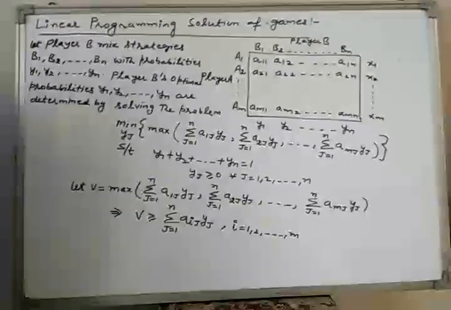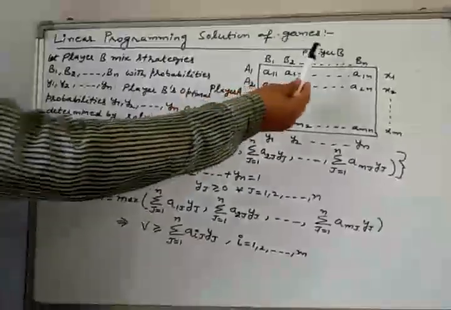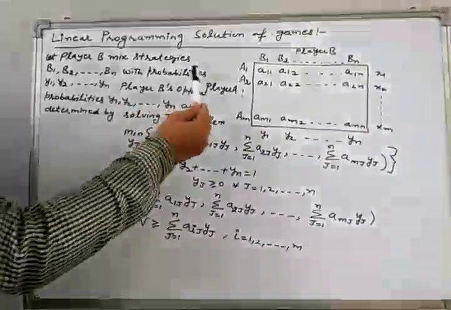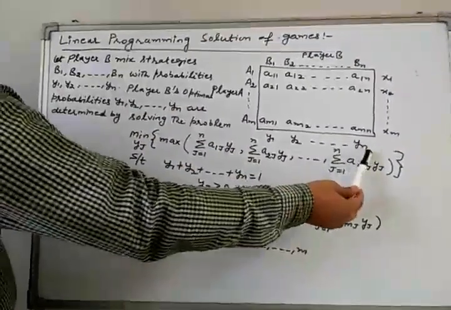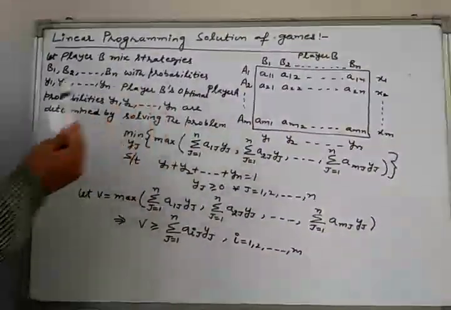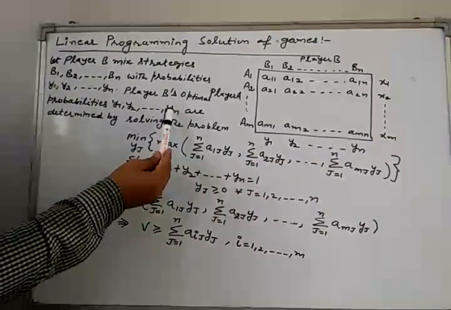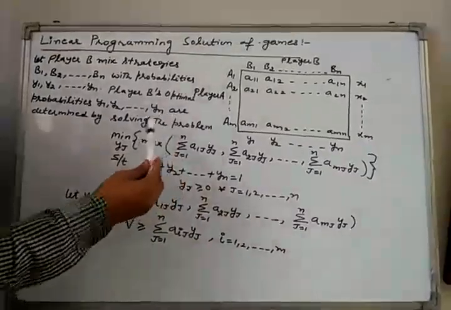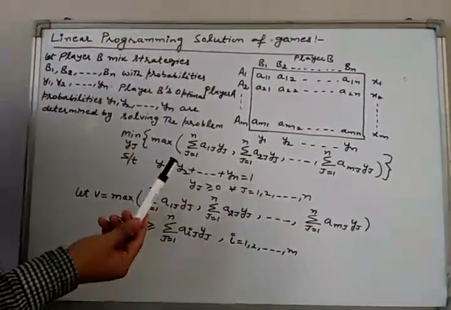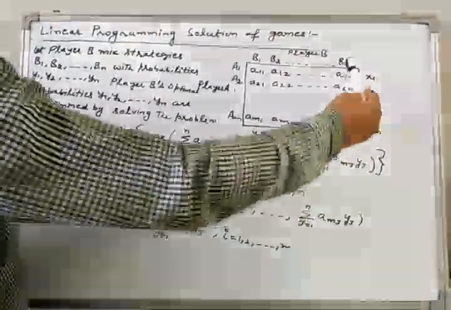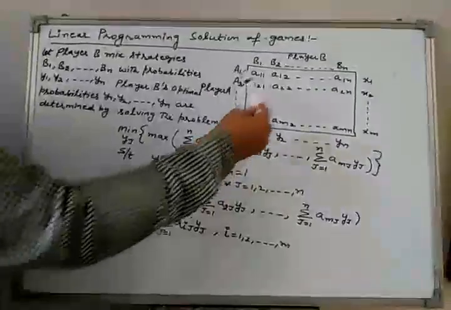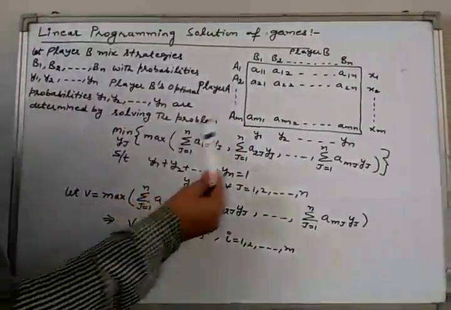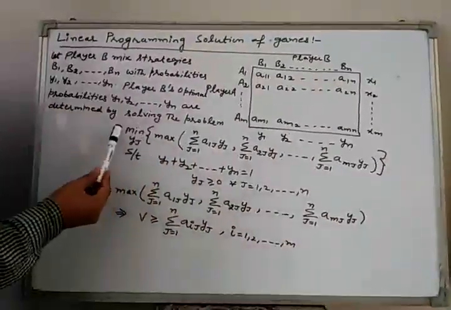Now, let us consider that player B mixes strategies B1, B2, and so on up to Bn with probabilities y1, y2, and so on up to yn. Player B's optimal probabilities y1, y2, yn are determined by solving the following problem. This is also based on the best of worst case criteria, but as the payoff matrix is of player A, that is expected payoff, therefore we have to first maximize and then minimize.